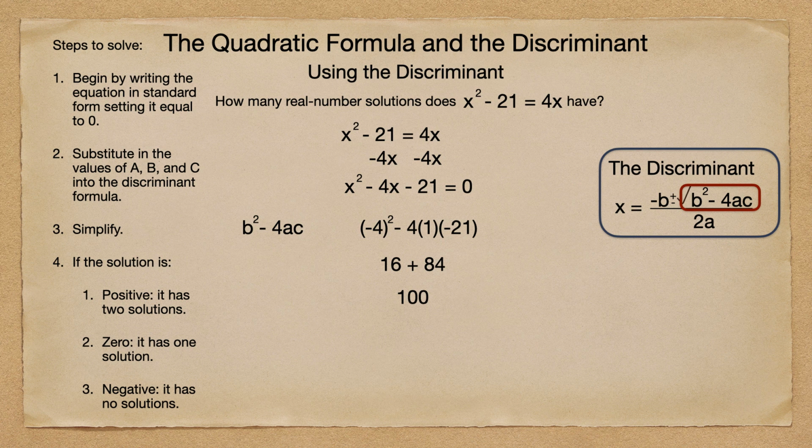And now we strictly need to look at what our solution came out to. If our solution comes out as a positive number, which this is, that means I have two solutions. If my solution came out to 0, I would have one solution, and if it was a negative number, I would have no solutions.